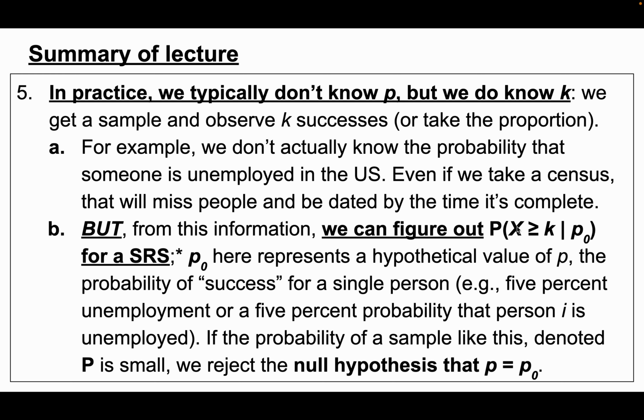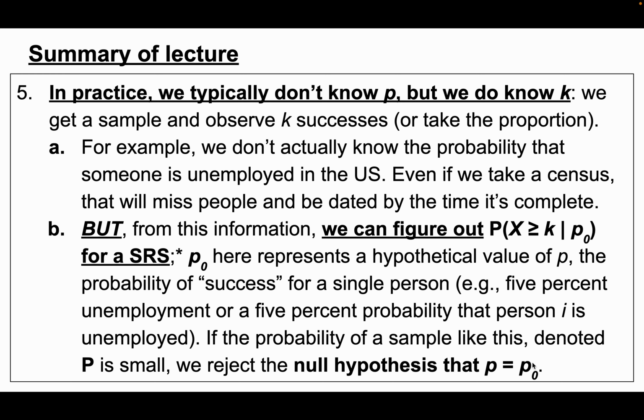But the key point here is that from this information, we can figure out the probability that some big X, which represents a sample outcome, is greater than or equal to k, given some p naught, for a simple random sample. p naught here represents a hypothetical value of p, or in other words, the probability of success for a single person. And we supply this hypothetical value. It's a hypothesis made by the researcher. So for example, I might supply the hypothesis that there is 5% unemployment, meaning that there is a 5% probability that a randomly selected individual will be unemployed. If the probability of the sample like this, denoted big P here, is small, we reject the null hypothesis that little p is equal to p naught.